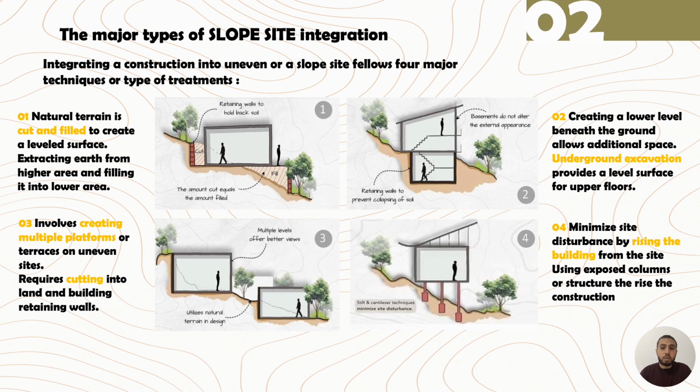Integrating a construction into an even or a slope site follows four major techniques. 1. Cut and fill to create a leveled surface. 2. Insertion into the ground by creating a lower level beneath the ground. 3. Creating multiple platforms by cutting into the land and building retaining walls. 4. Raising the building from the site by using pillars, as you can see here in the figures.